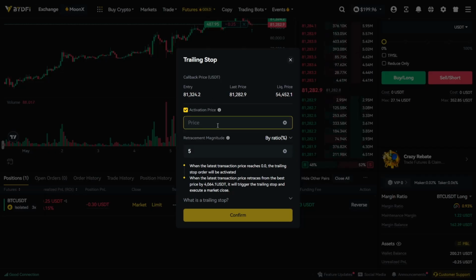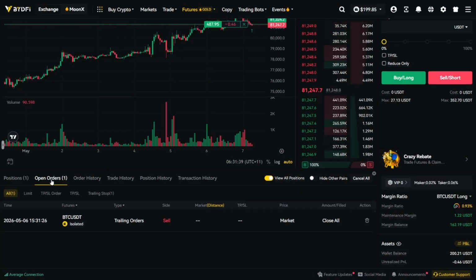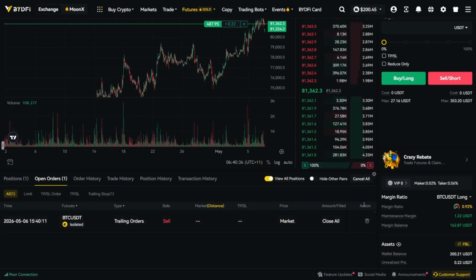I could set my trailing stop activation price at 100,000. So once Bitcoin hits 100,000, our trailing stop will be activated. And from then on, if there is a 5% price retracement, our position will be closed. Trailing stops can be a little complicated, so I hope I explained that well. We can confirm this order, and we can see under open orders, our trailing stop order. To cancel the order, under action, we can just click on this garbage bin.